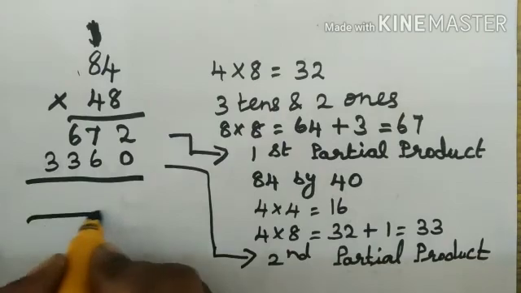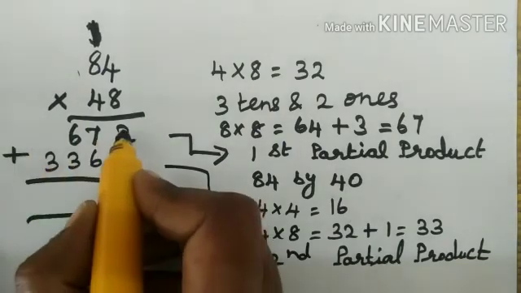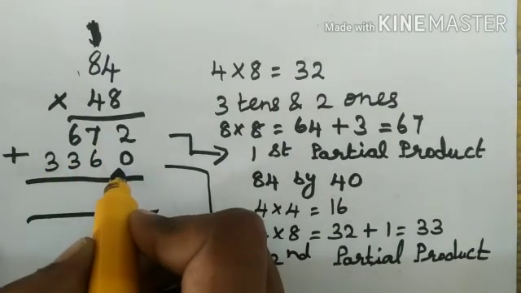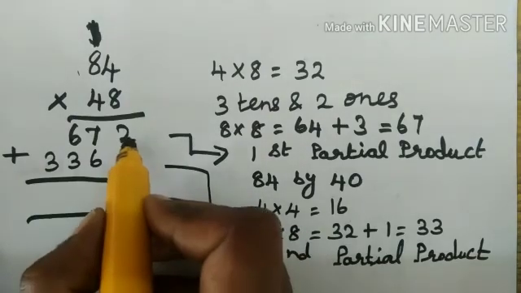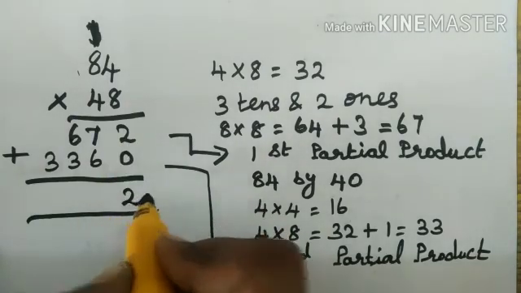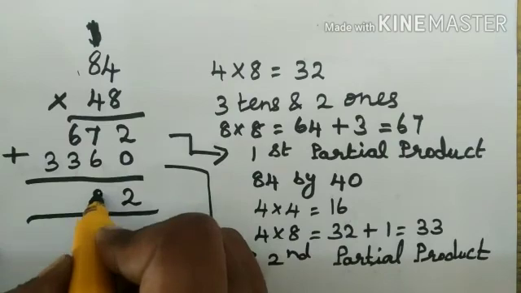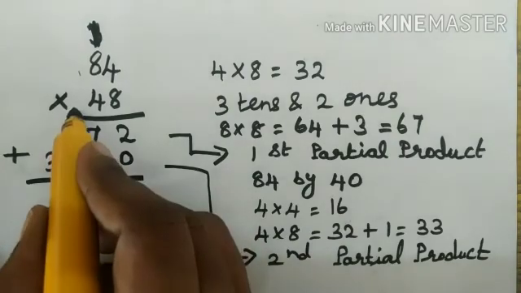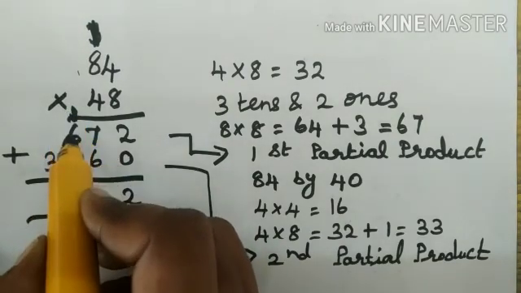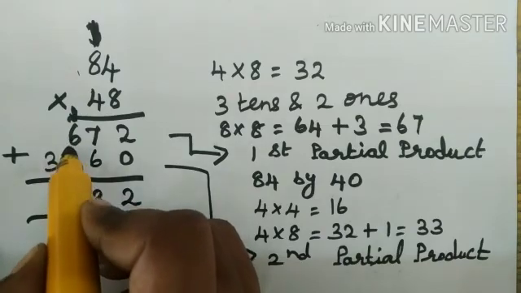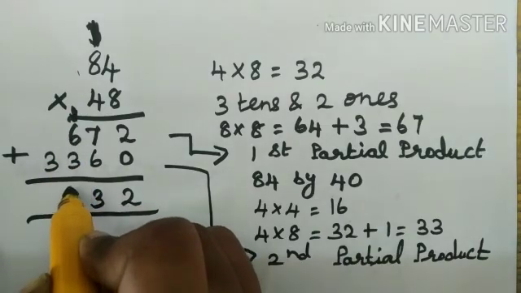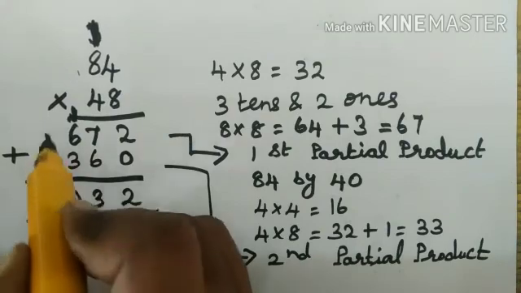Now children, you have to add the first partial product and second partial product to get the answer. 2 plus 0 is equal to 2. 7 plus 6 is equal to 13. So write 3 here. 1 will go as a carry. 1 plus 6 is equal to 7. 7 plus 3 is equal to 10. So write 0 here. 1 will go as a carry.